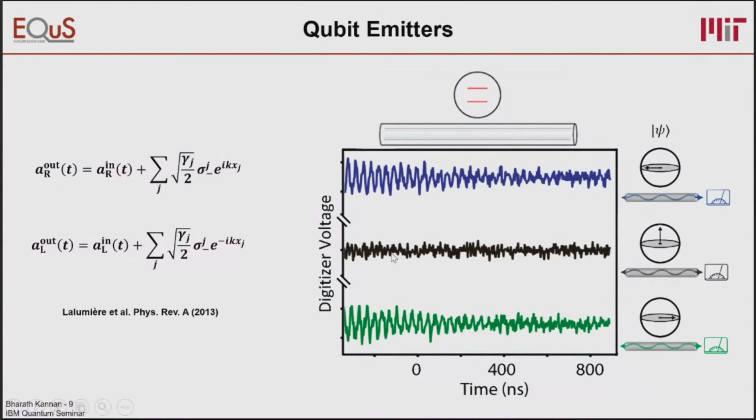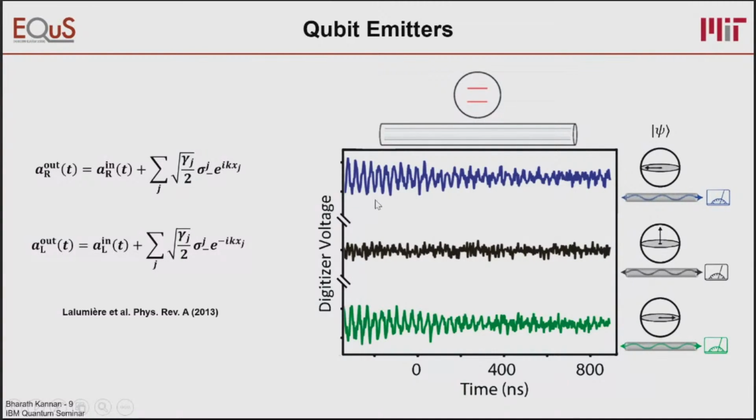Alternatively, you could prepare the opposite 50-50 superposition, and indeed what you get is a photon or half a photon that comes with the opposite phase. And so this is just to show how you can actually use these qubits as emitters of photons into the waveguide. And quick question, what sets the frequency here between the oscillations?